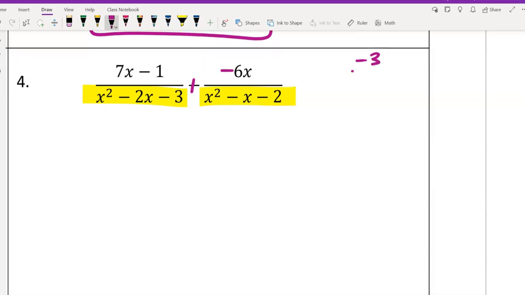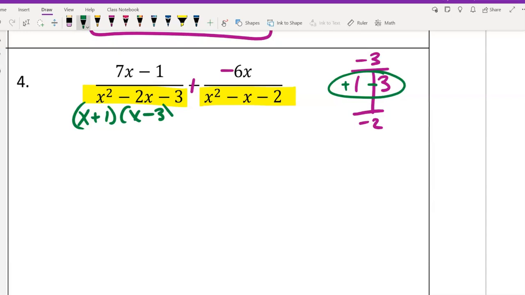Over here we have negative 3 on top and negative 2 on bottom. Factors of 3 are only 1 and 3. Now, these numbers need to multiply to a negative 3, so one of them will be negative. And they need to add up to a negative 2. So 1 minus 3 is going to give us that negative 2. If we did 3 minus 1, that would leave us with a positive 2, and we need it to be negative. 1 minus 3.